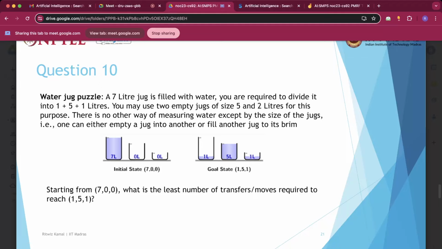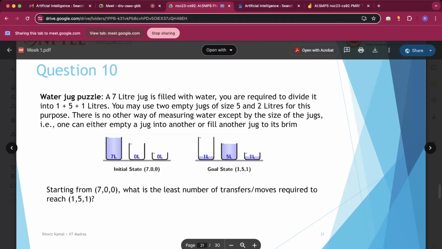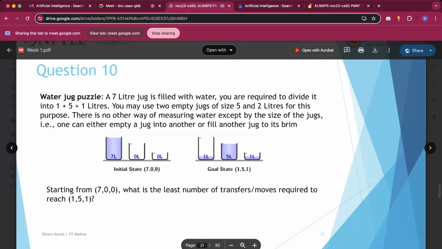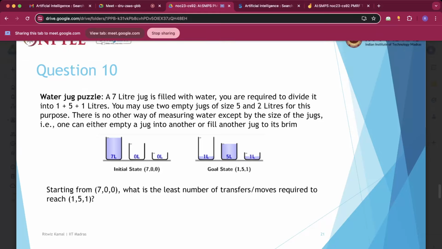For example, consider this initial state. Here the leftmost jug is filled with 7 liters of water, but the other two jugs, the middle and the rightmost one, are filled with 0 liters each. So the state over here is given by 700, which means the first jug is filled with 7 liters, the middle one with 0, and the rightmost one with 0. This is the state that we start with, and our intention is to reach the goal state where the first jug has 1 liter, the middle has 5 liters, and the rightmost has 1 liter again. So we want to go from 700 to 151.